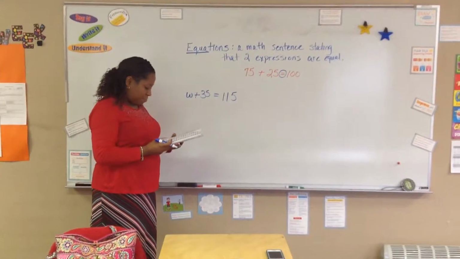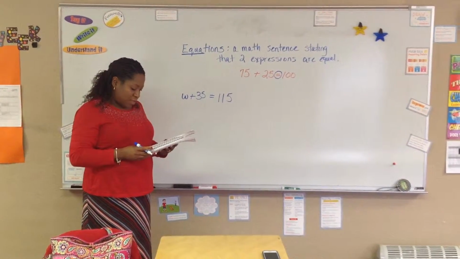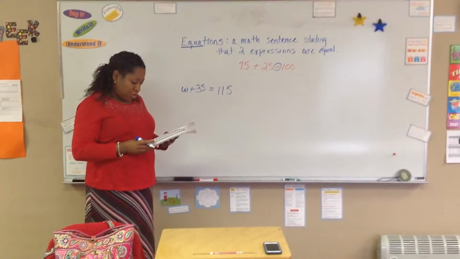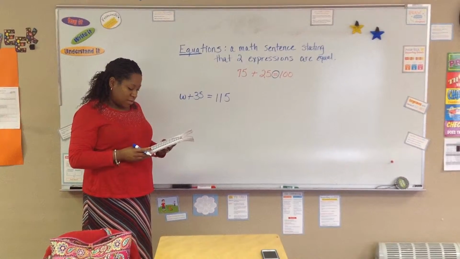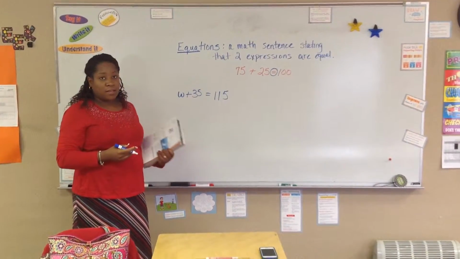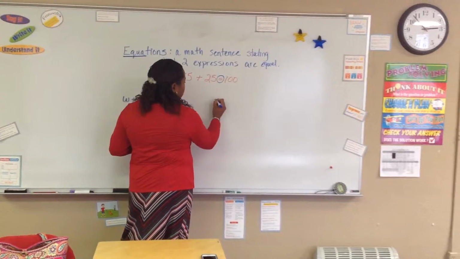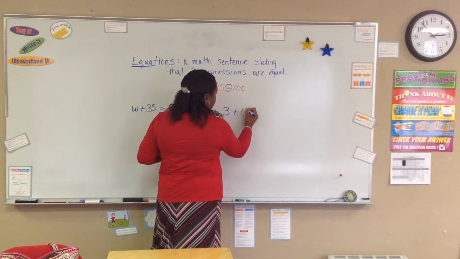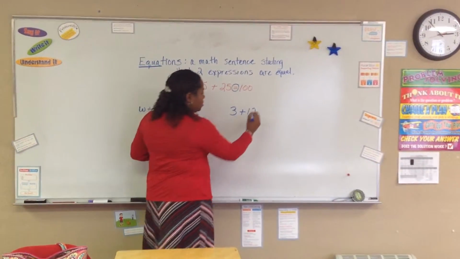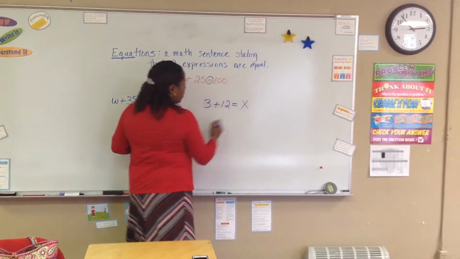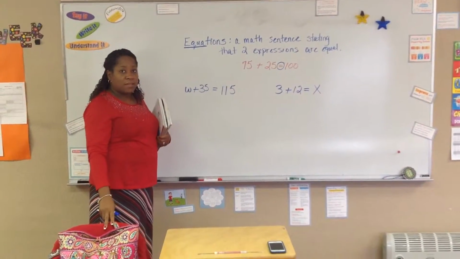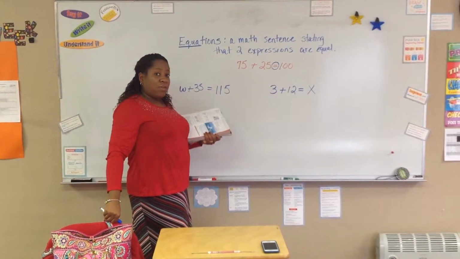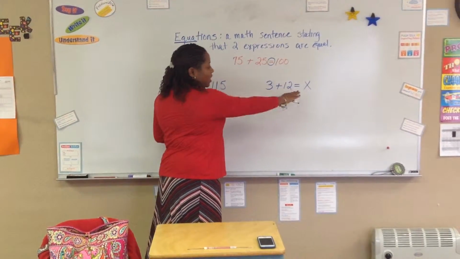Okay, let me read another one. 3 children from the 6th grade class remained at school, and 12 children from the class went home on the bus. How many children are in the class? 3 children stayed at school, and 12 children went home on the bus. So altogether, we're going to find out how many children are in the class. Now, just by looking at that, you know the answer, but that is not what they want you to do. Right now, they want you to just write the equation.